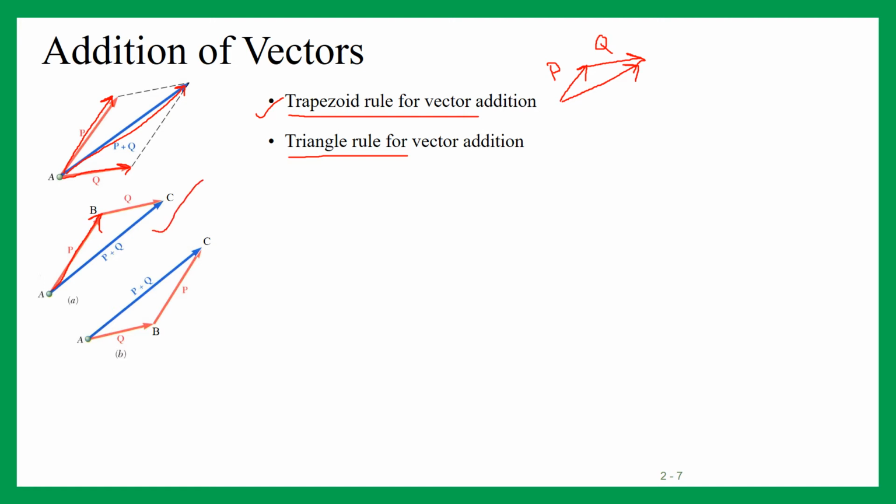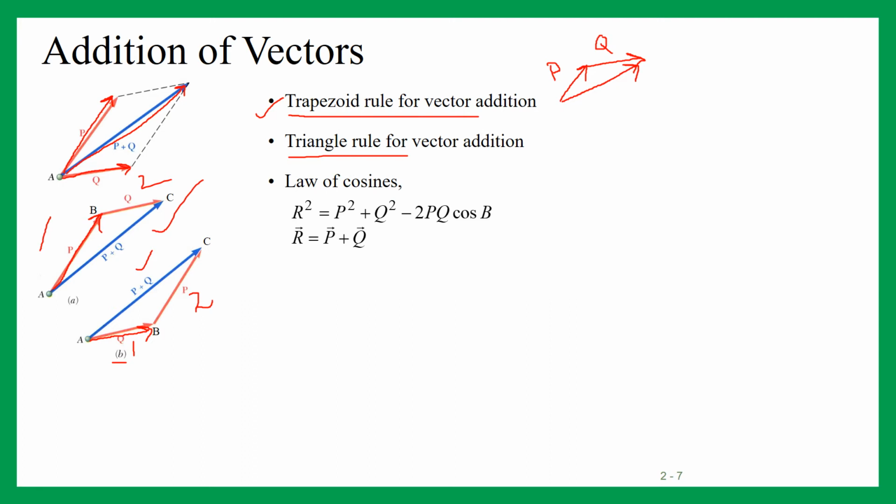The same thing is explained in this figure. Here we have taken P first, and Q second. In figure B, Q is taken first, then P is drawn, and then this is P plus Q. So it will remain the same. You can also say that vector addition is commutative.